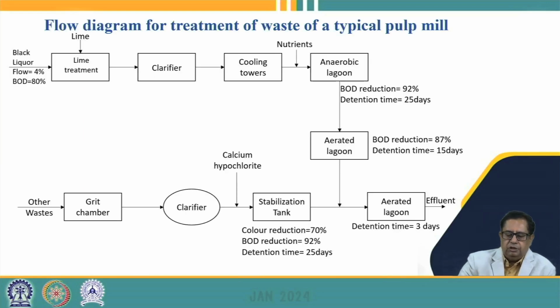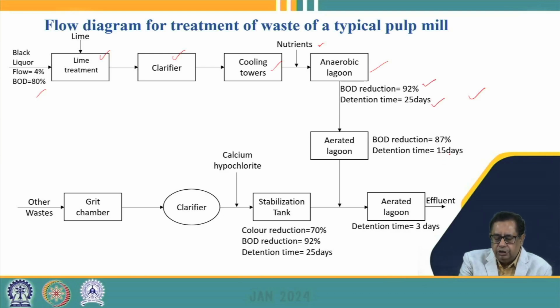Here we can see a flow diagram for the treatment of the pulp and paper mill. The black liquor that is coming may have a flow of nearly 44% and a BOD load of 80%. This is first taken to the lime treatment. After the lime treatment, it is taken to a clarifier where the sludge is separated out. Then it is taken to the cooling towers where certain nutrients are added, and then to an anaerobic lagoon, where the BOD reduction observed for a retention time of 25 days is nearly 92%.